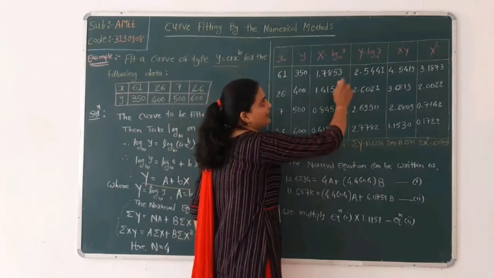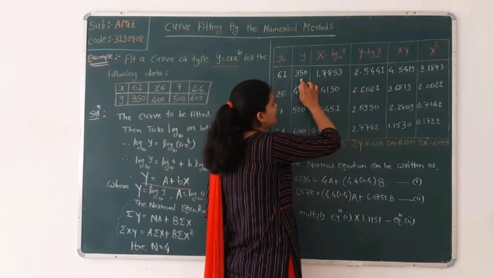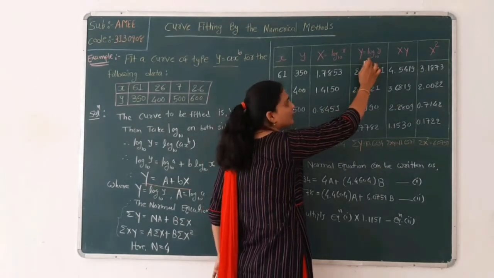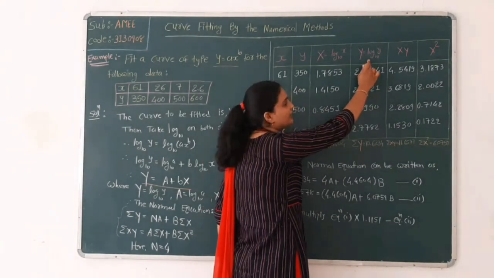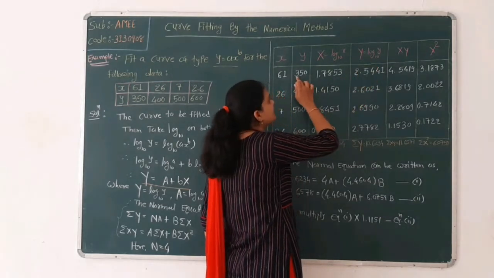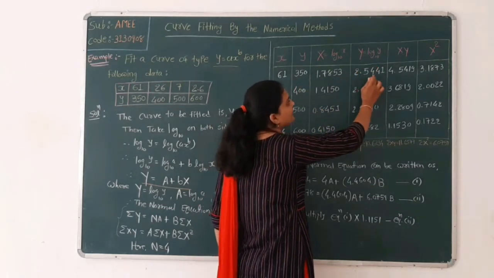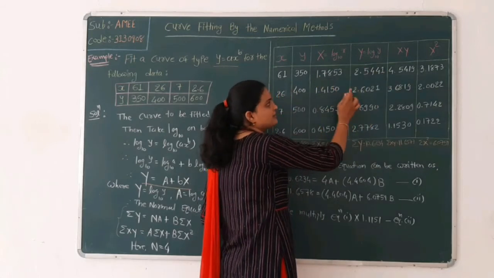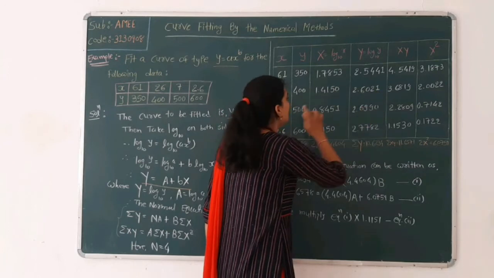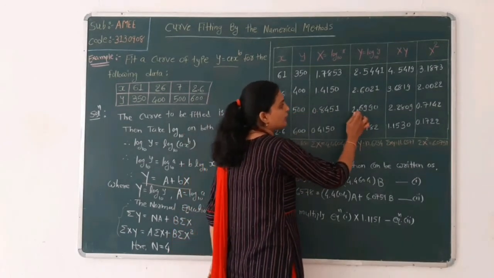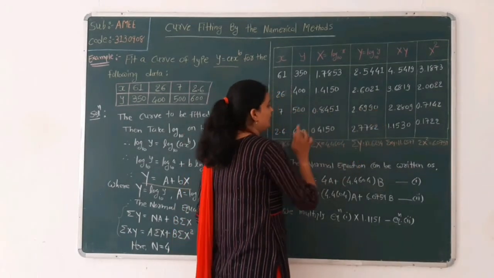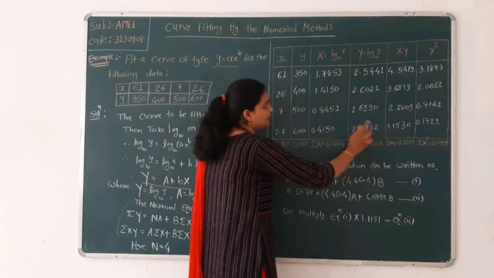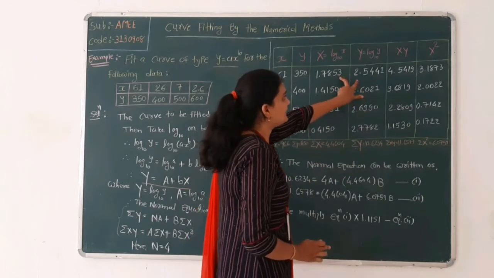Same way we find capital Y, using the value of small y. So use the logarithm key in the calculator. Again log 350 is 2.5441. Next log 400 is 2.6021. Log 500 is 2.6990. Log 600 is 2.7782.